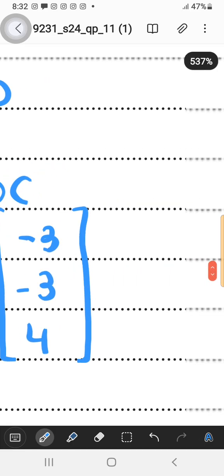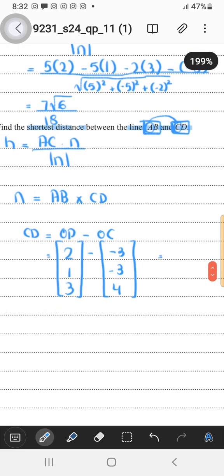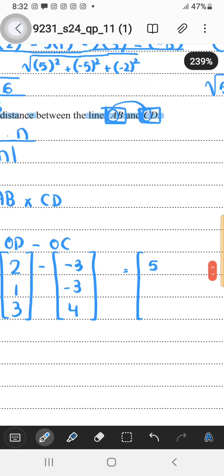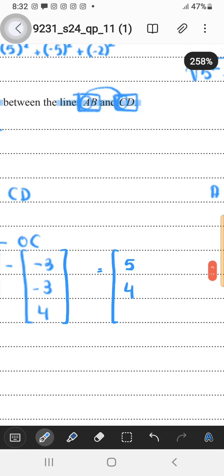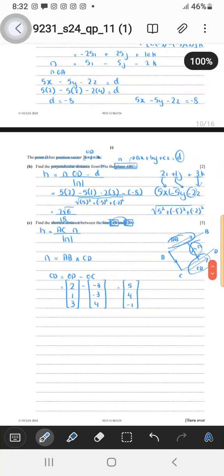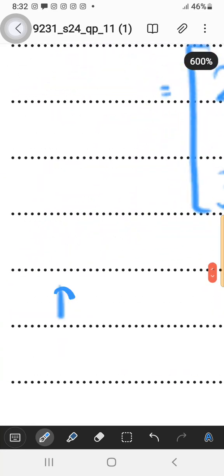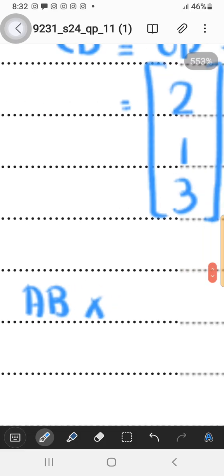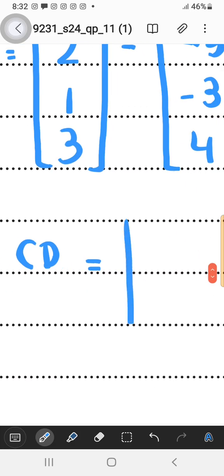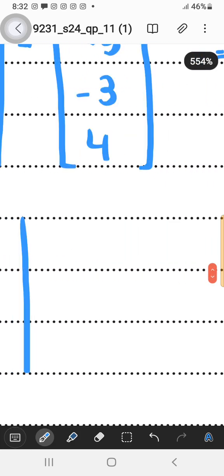So we will get our CD. 2 minus 3 becomes 5. Then we have to do 1 minus 3 becomes 4, and then 3 minus 4 becomes minus 1. So we got our CD. Now we have to do AB cross CD. Now I want you to find out this cross product before me. You can stop the video and you can find out.